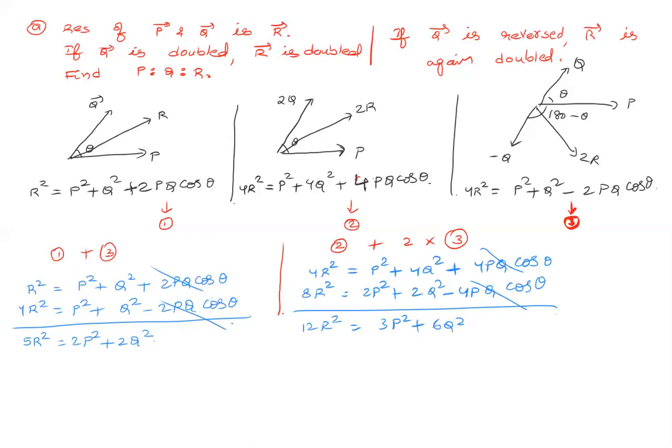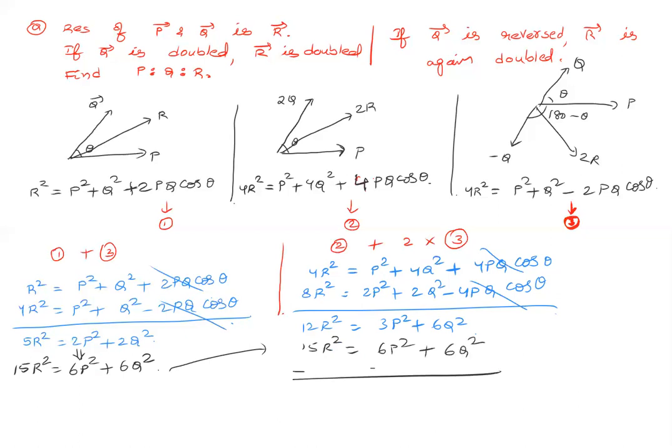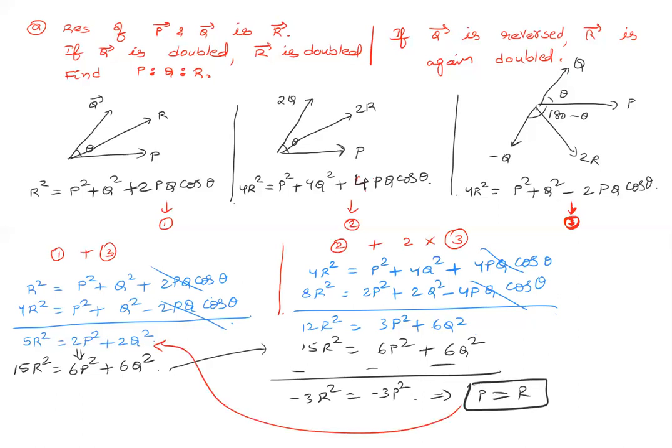Now I am multiplying the other equation with 3 to solve. So this equation gives 15r square is equal to 6p square plus 6q square. Bring it here: 15r square is equal to 6p square plus 6q square. Now do subtraction. 12 minus 15 is minus 3r square is equal to minus 3p square. From here p is equal to r. Now take this p equal to r and substitute in this.